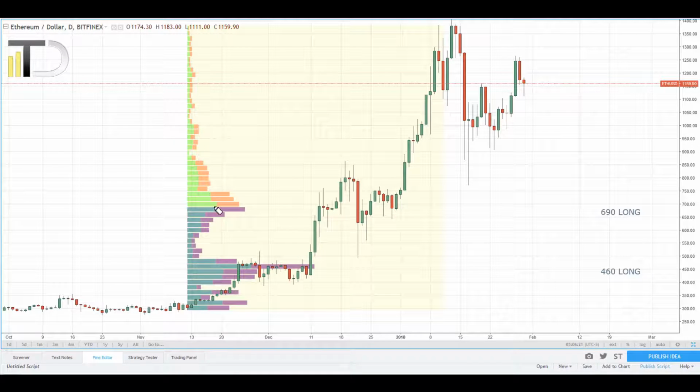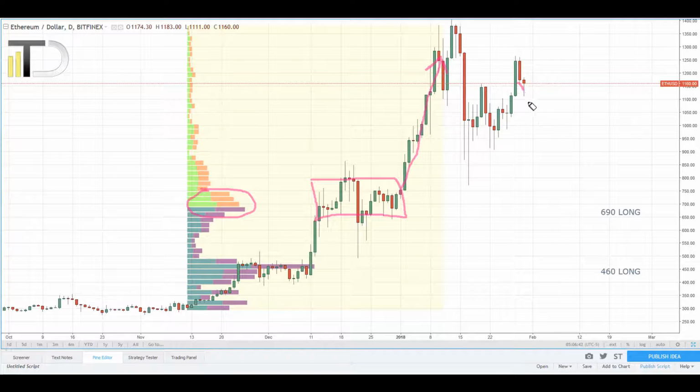So the first volume cluster is right there. Pretty massive volumes got accumulated in this area. So I think that strong buyers were adding to their buying positions there. And when they accumulated their positions there, they pushed the price upwards pretty aggressively.